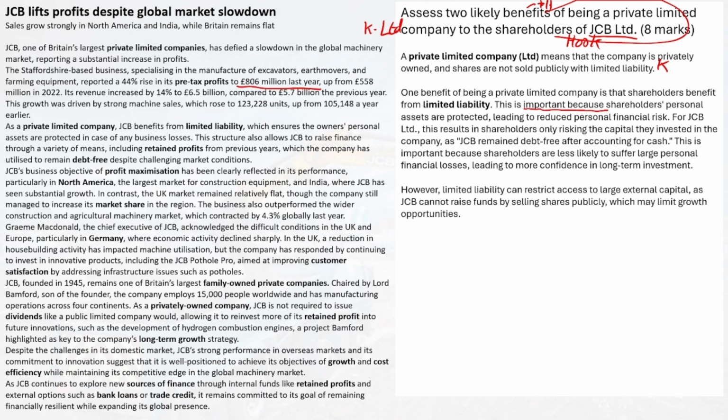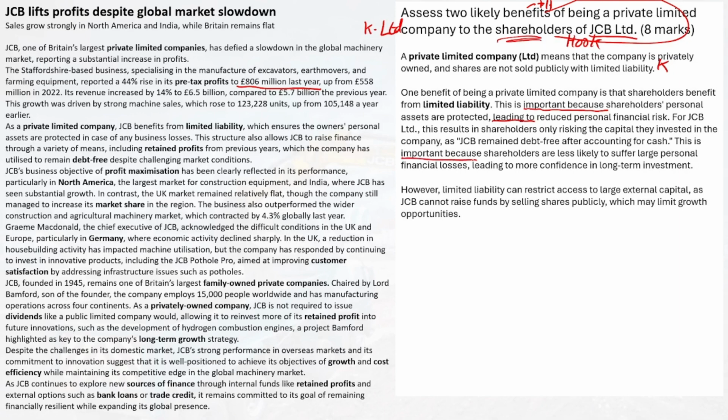So this is important because shareholders' personal assets are protected. Well, sort of a repeat of that first sentence, but never mind, leading to reduced personal financial risk. Remember, the hook in the question is to shareholders, yeah? So this is a valid argument. For JCB, this results in shareholders only risking capital they invested in the company, as, let's make sure this is in context, JCB remained debt-free after accounting for cash. Okay, so actually, there's less risk there anyway.